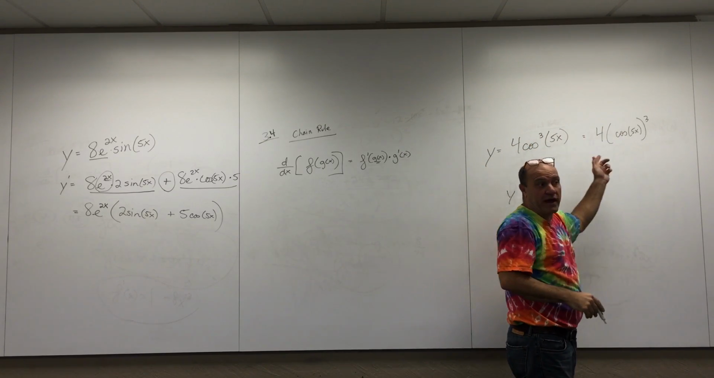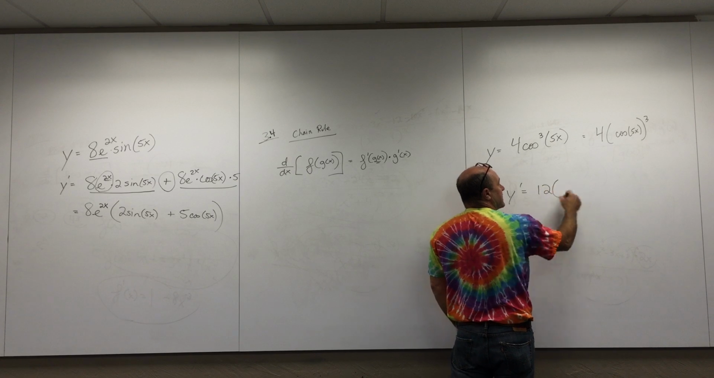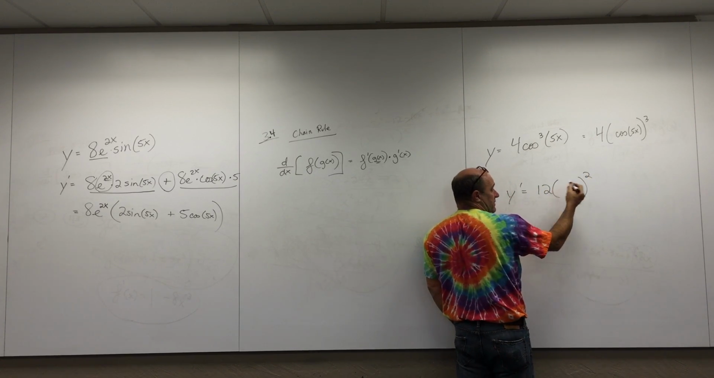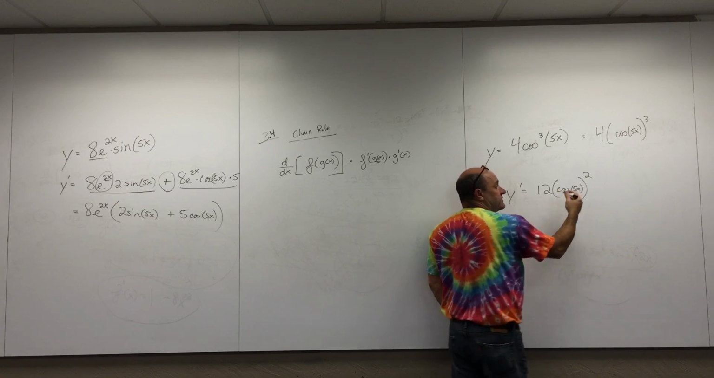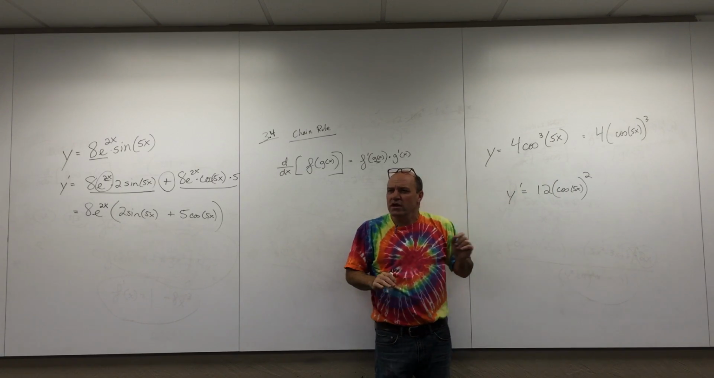To me, it's a power rule, right? Something cubed. So you bring the 3 down, it's 12 times something squared. What is that something that's squared? The cosine of 5x. See, that was just a power rule.